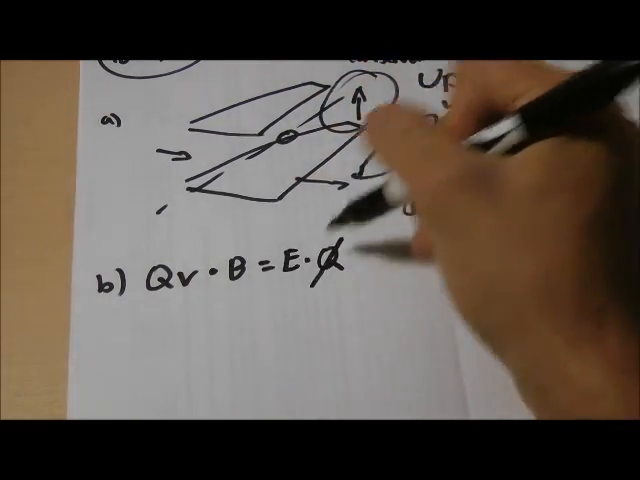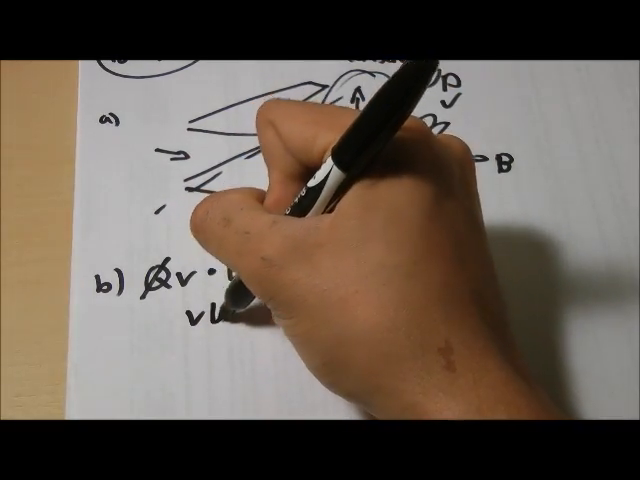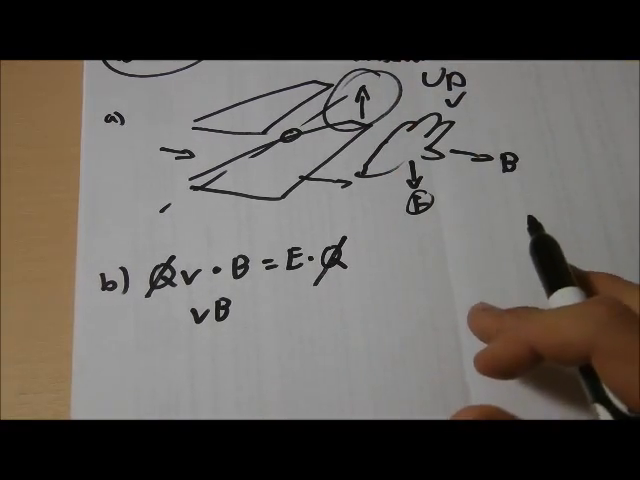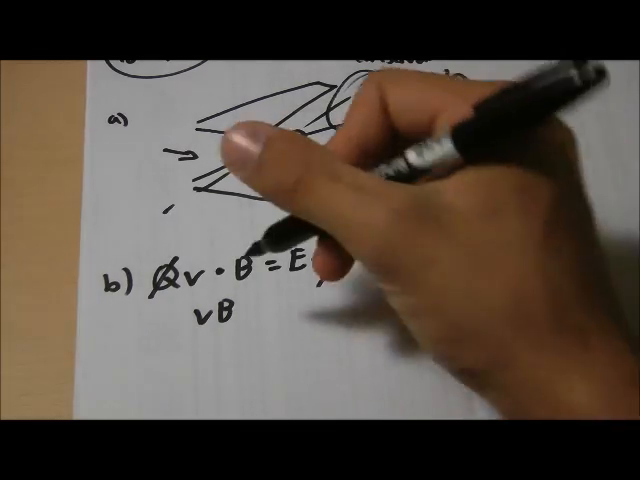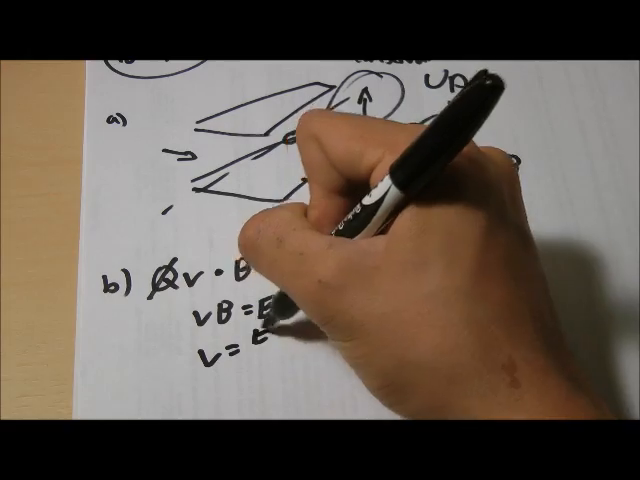The Q's cancel out, so all we're left with is VB, because the velocity is perpendicular to the magnetic field, is equal to E. So V is equal to E over B.